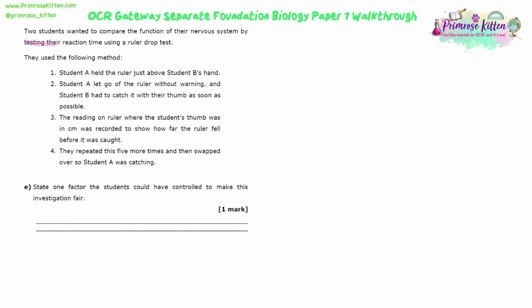Two students wanted to compare the function of their nervous system by testing their reaction time using a ruler drop test. Hopefully we've recognised this already as the required practical for paper 2. There aren't many required practicals for paper 2, so it's definitely worth learning the few that there are. So this is the one where we're using ruler drops to test our reaction time. So they used the following method.